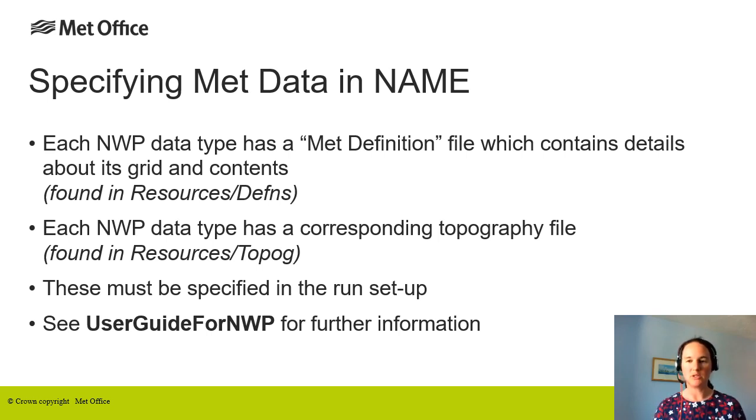Because the topography doesn't change by time step, we've chosen to extract the topography. You may have come across Lagrangian models where the topography is stored with the metadata, but in order to save space, we've chosen to store it separately. So you'll find topography files related to each NWP dataset in the folder resources/topog. And both this and the MET definition file need to be specified in the input file so that NAME knows where to find them.